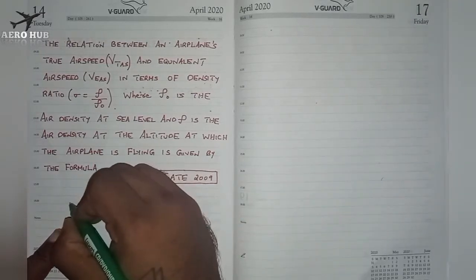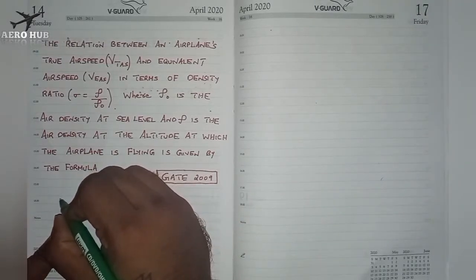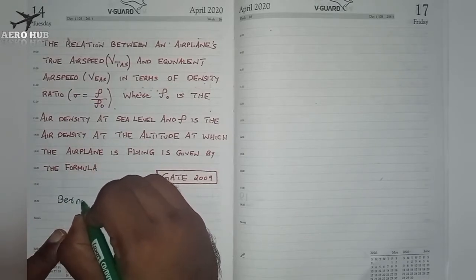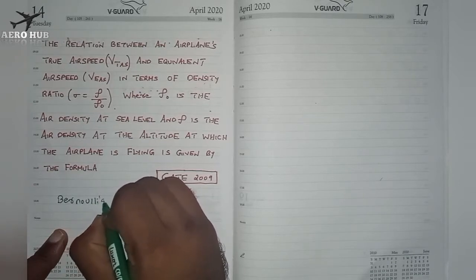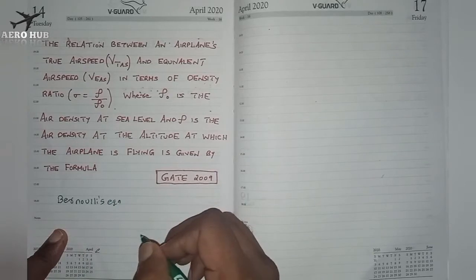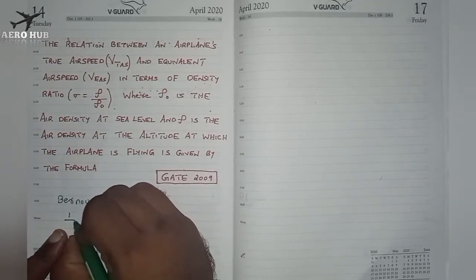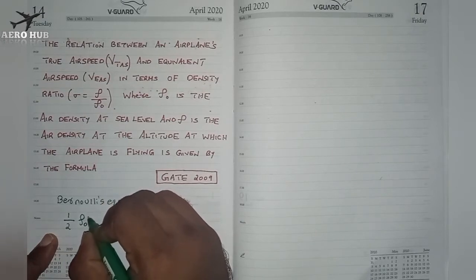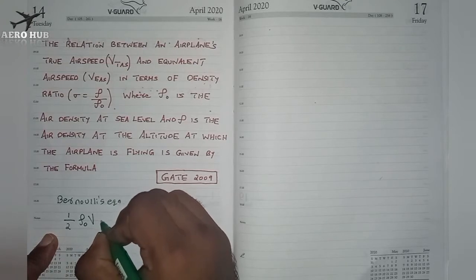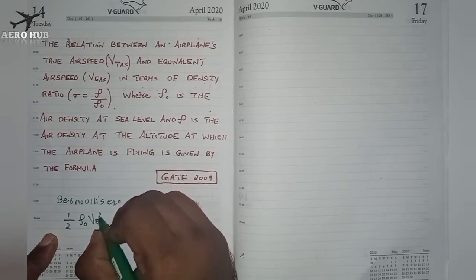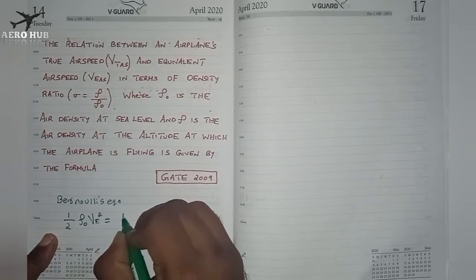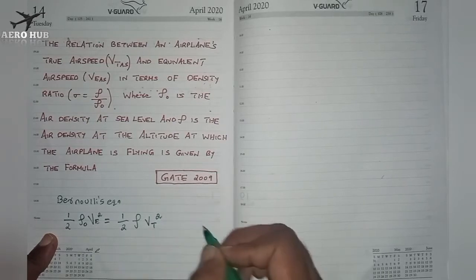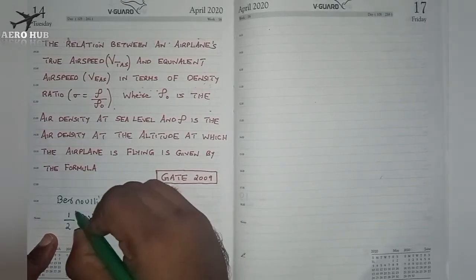I will be using Bernoulli's equation. This should be a constant, so I can write half rho naught, that is for sea level, V equivalent square is equal to half rho Vt square. I can cancel out these two terms.